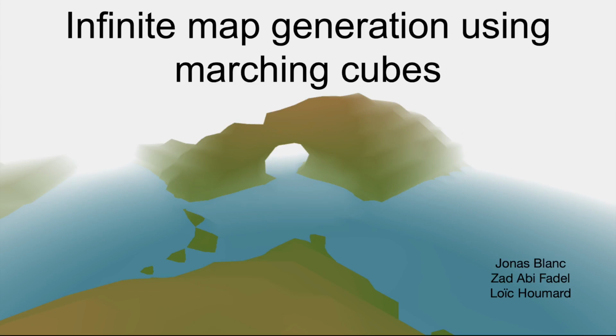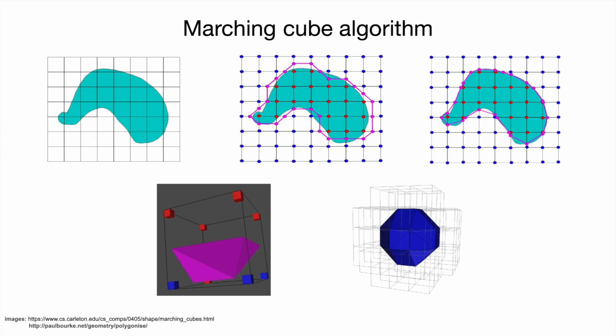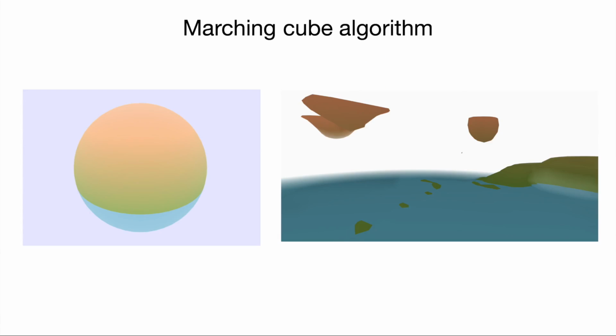The goal of our project is to generate an infinite map using 3D Perlin noise and the marching cube algorithm. The main purpose of this algorithm is to approximate shapes. Here is an example in 2D. It basically creates a grid around the shape, computes the intersection points between the shape and the grid, and binds these points together. We implemented a 3D version of the algorithm. Here is an example with a sphere.